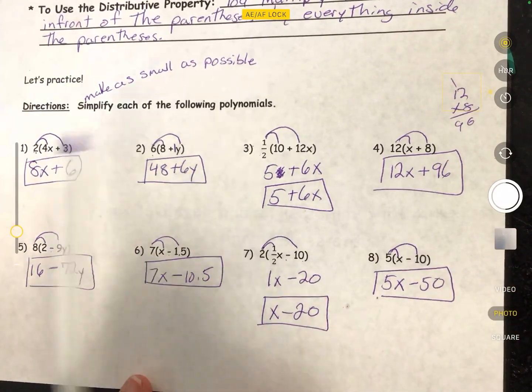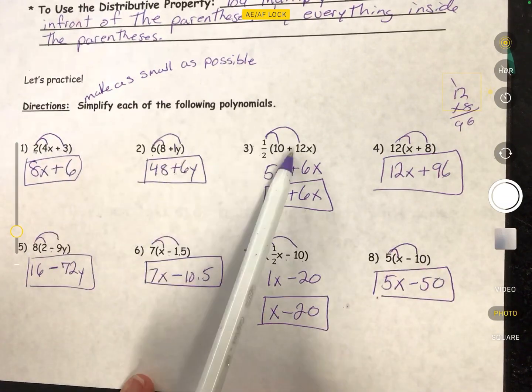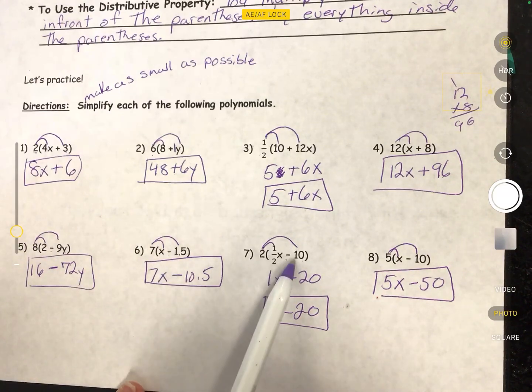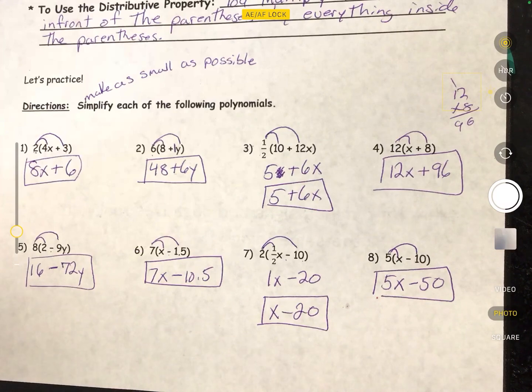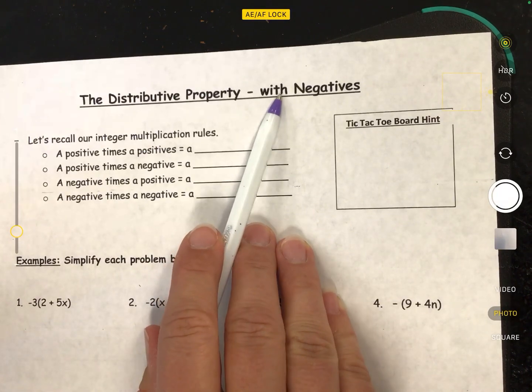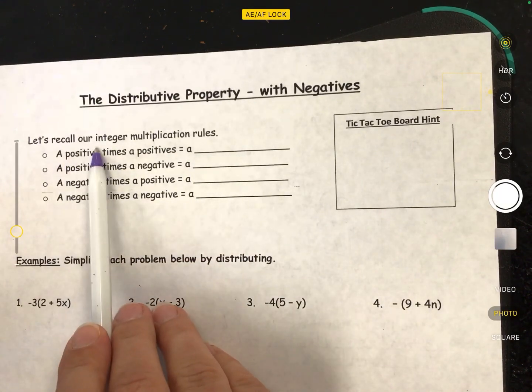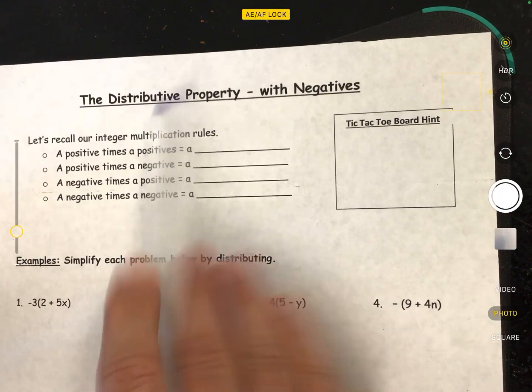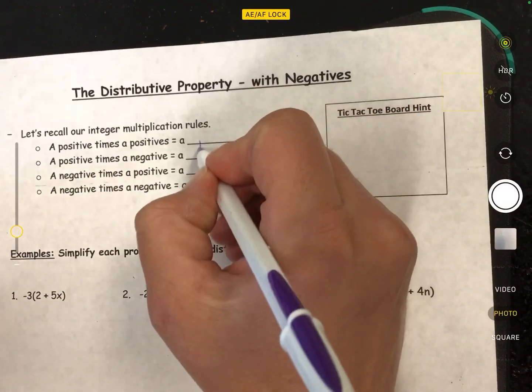So take a minute and look. The first 4 examples all had a plus sign in between them, and my answers had a plus sign. The next 4 examples had minus signs in between, and my answers have minus signs. But if you notice, we didn't do any negative times negatives. So that's the distributive property. Now what I want you to do is extend that distributive property when you're dealing with negative numbers. So I do want you to go back and recall your integer multiplication rules. And why is it only multiplication? Because that's how you distribute. You multiply. A positive times a positive is a positive.